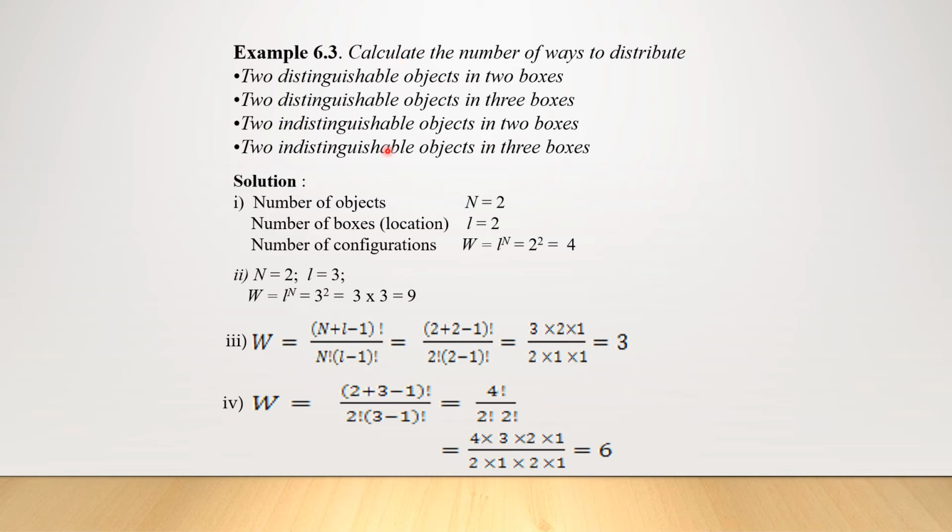So by discussing this problem, we come to notice that if you have to arrange distinguishable objects in some specific location, then the formula is W is equal to L raised to the power n. But if you have to calculate the number of ways for indistinguishable objects in different locations, that is 2 boxes or 3 boxes, then you have to use this formula: W is equal to (n plus L minus 1) factorial divided by n factorial into (L minus 1) factorial. So these are the simple problems which can be asked on the thermodynamic probability formula.